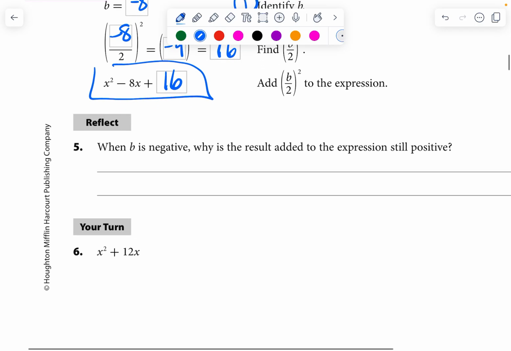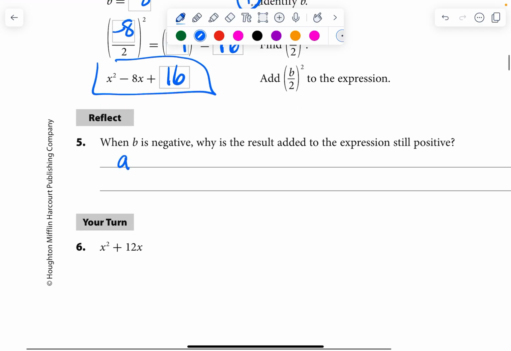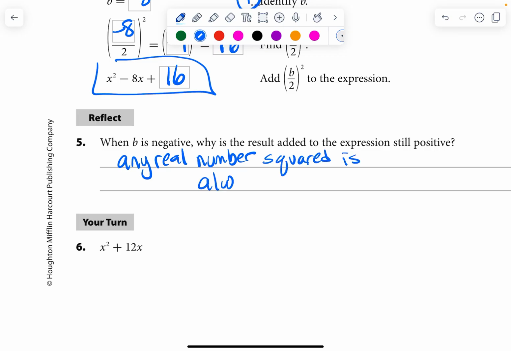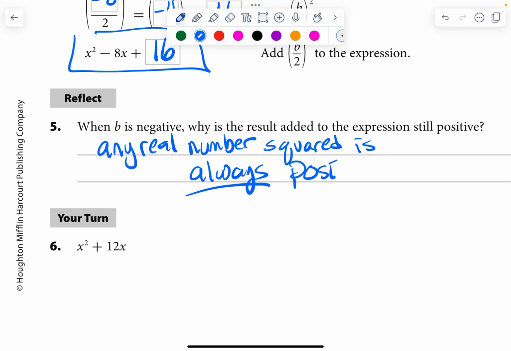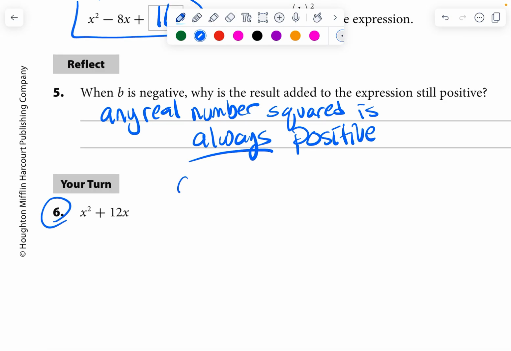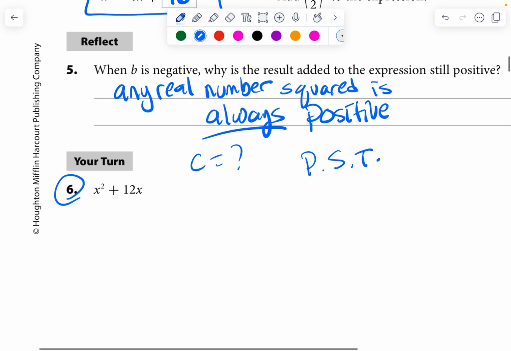So when it says when b is negative, why is the result added to the expression still positive, and I want you to write: any real number squared is always positive. Always positive. Okay, so what I'm going to do is I'm going to have the substitute pause the video at 949, and I want to see if you can tell me what is that c part. What is your perfect square trinomial? So if you could pause the video for about a minute or two and let students figure that out, and then press play when they're ready.